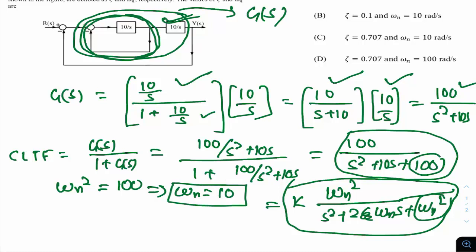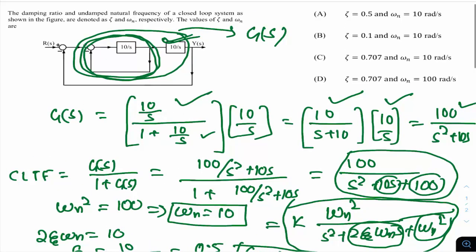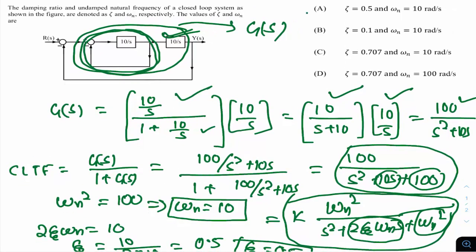So we need to find zeta and omega n. Omega n equal to 10 we got. Then by comparing the middle terms, 2 zeta omega n S equals 10S. So I can say 2 zeta omega n is equal to 10. So zeta is equal to 10 by 2 omega n. Omega n already we got is 10. So 10 by 20 is 1 by 2, which is 0.5. So zeta value is 0.5. So zeta is 0.5 and omega n is 10. This is given in option A, and A is the right answer.